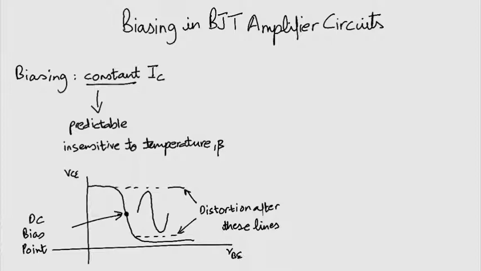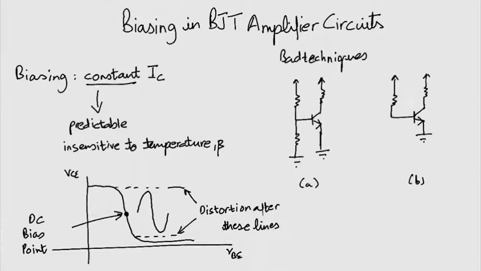Now let me present first two bad techniques for biasing. In the first one, biasing is done by fixing the voltage VBE by using a voltage divider. Now since IC versus VBE is nonlinear and VBE depends on the device, if VBE deviates from the given value, you will see large differences in IC and VCE.